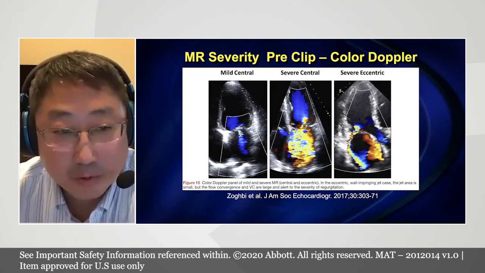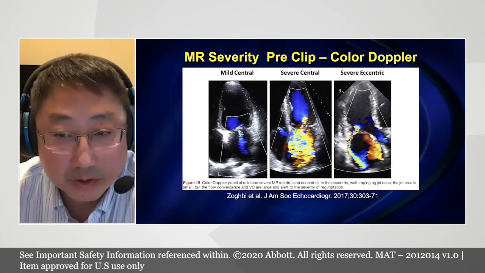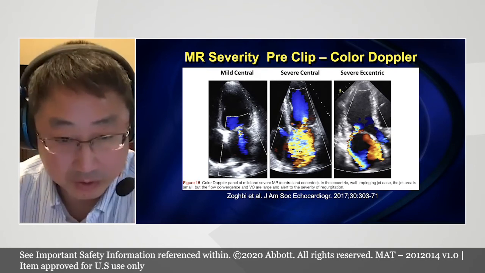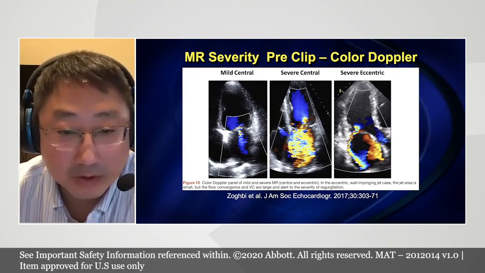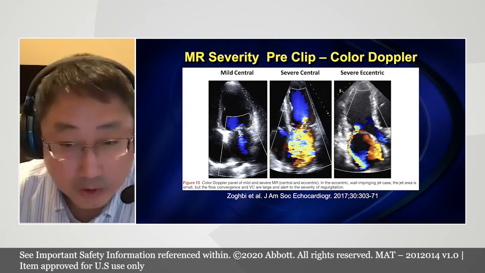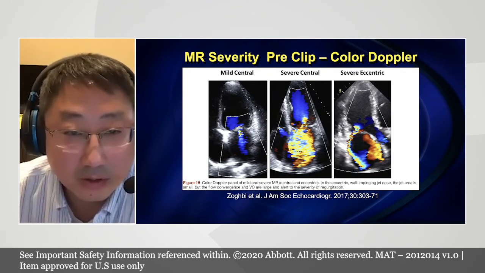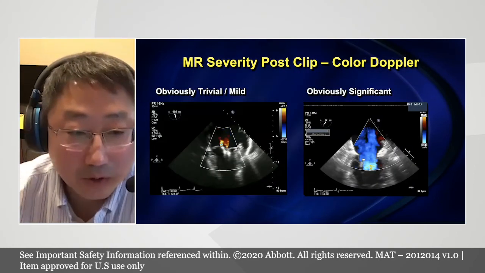So we're left with looking at other measures of severity. Just as with pre-clip, there's the obvious trivial or mild residual, and there's the obvious significant residual regurgitation, which you probably don't need to equivocate more about. But there's many cases where it's in between, and that's where additional measures other than just color are helpful. So this is just an example post-clip.